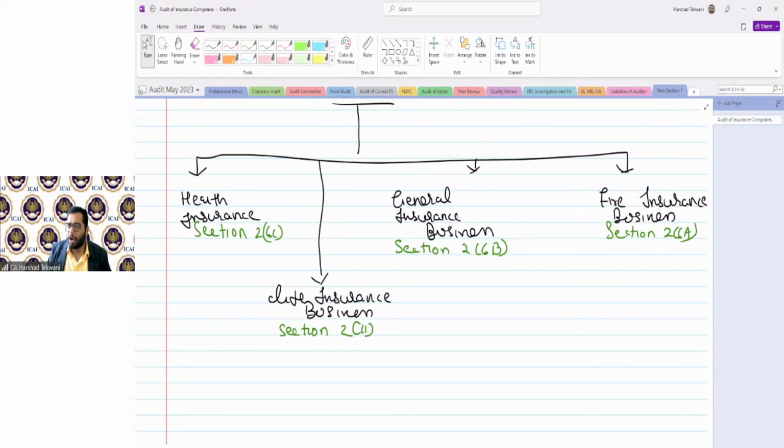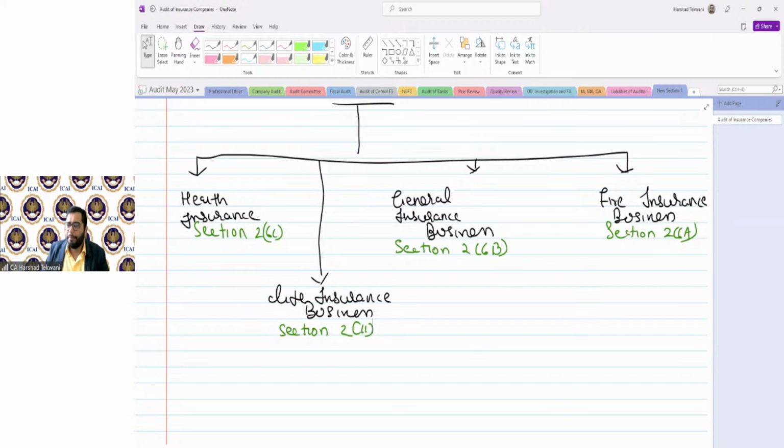For example, when I talk about fire insurance, it means the business of effecting, otherwise than incidental to another insurance business, insurance relating to loss by accidental fire or other occurrence customarily included among the risks of fire. That's the definition given for fire insurance business. Same with general, same with health, and same with life insurance business. I shall not go into the definitions. We all know what these kinds of insurance businesses are. So these are the top insurance businesses provided in the Act.